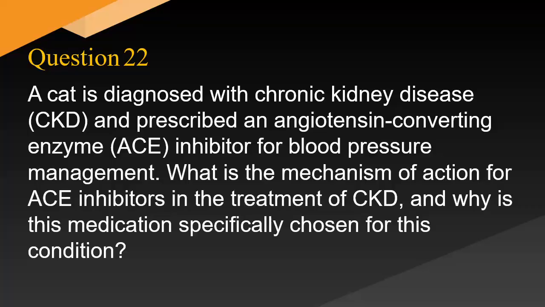A cat is diagnosed with chronic kidney disease (CKD) and prescribed an angiotensin-converting enzyme (ACE) inhibitor for blood pressure management. What is the mechanism of action for ACE inhibitors in the treatment of CKD, and why is this medication specifically chosen for this condition?